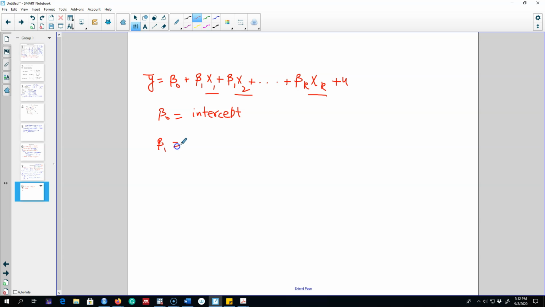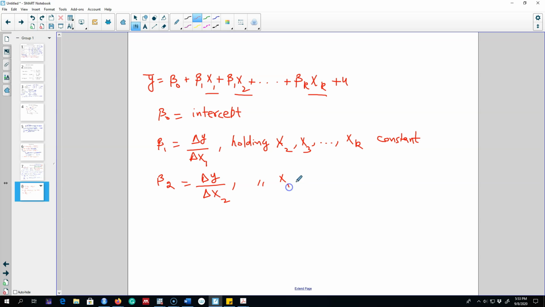Beta 1 shows the impact on y when x1 changes by 1 unit holding all other variables, that is x2, x3 up to xk, constant. Similarly, beta 2 shows you the impact on y when x2 changes by 1 unit holding x1, x3, x4 up to xk constant. So we assume that all other variables are held constant, and beta k shows the change in y when xk, that is the kth variable, changes by 1 unit holding all other variables constant.